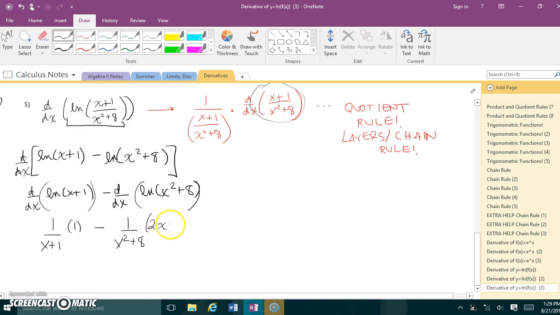Derivative of x squared is 2x. Derivative of 8 is 0. So I just have 1 over x plus 1 minus 2x over x squared plus 8.